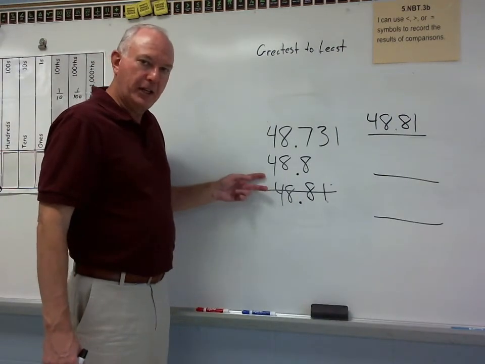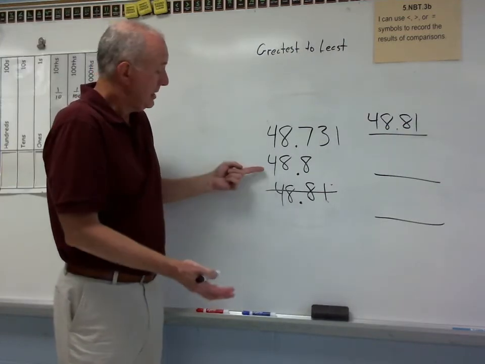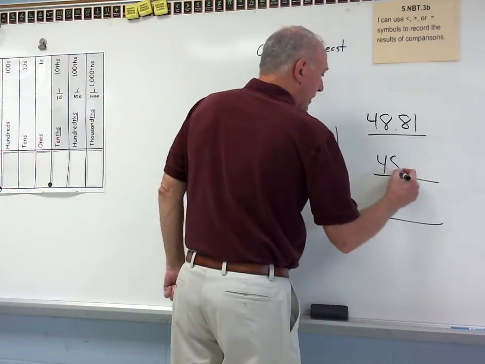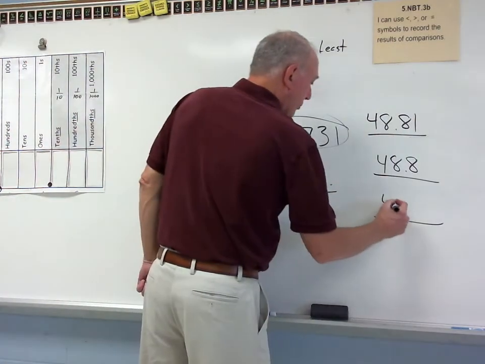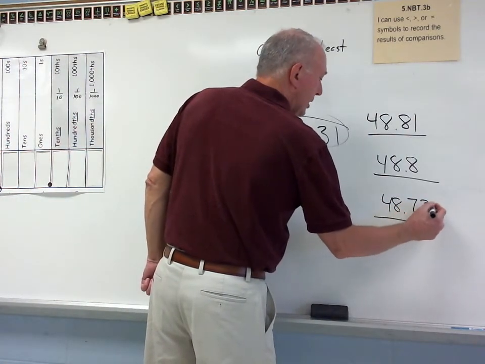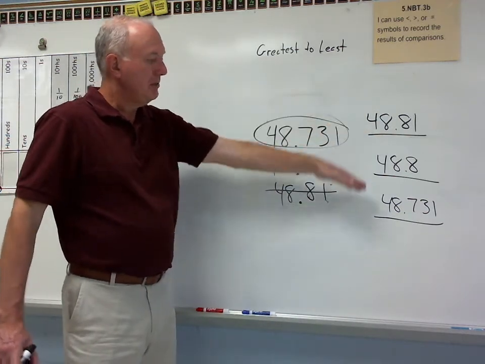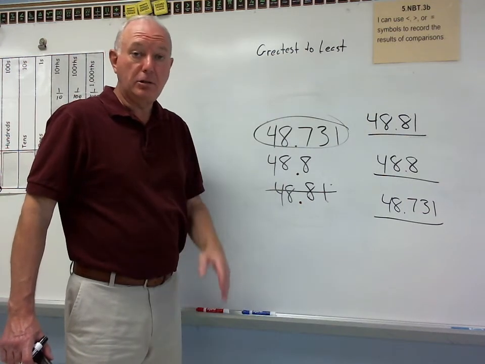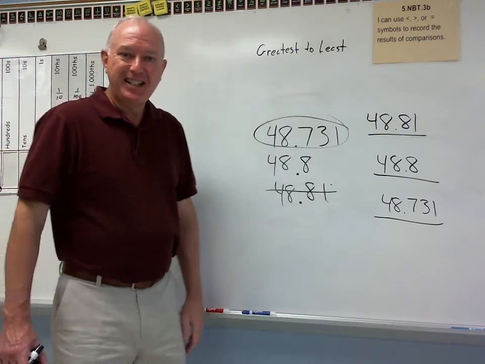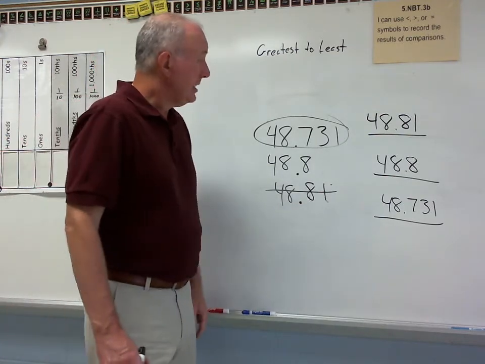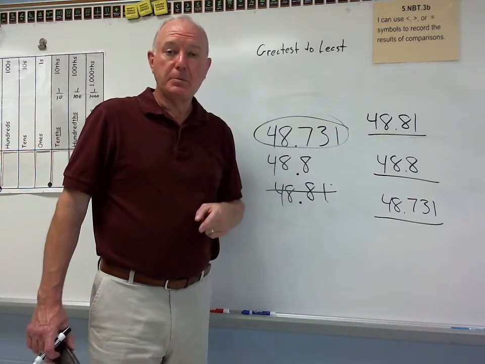Now, if the greatest digit when we compared was between these two, well, what has to be next? The next greatest has to be this. So that'll be 48 and 8 tenths. And then this is our smallest. 48 and 731 thousandths. And those are listed from greatest to least, top to bottom. Okay? Can you do this? Of course you can. You just did it. Okay? You did a great job, I'm sure. So just keep in mind, make sure you stack each number top to bottom with the decimal point.